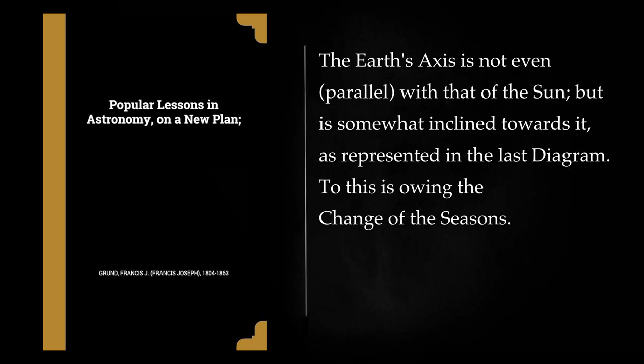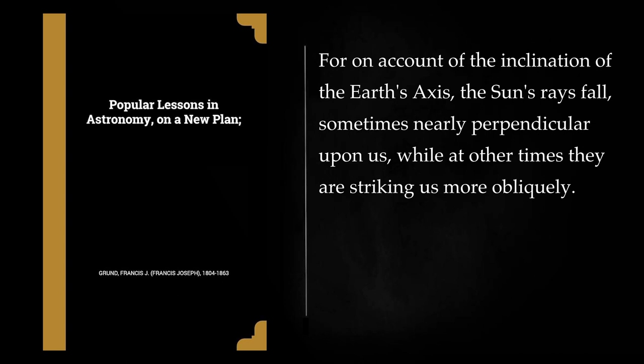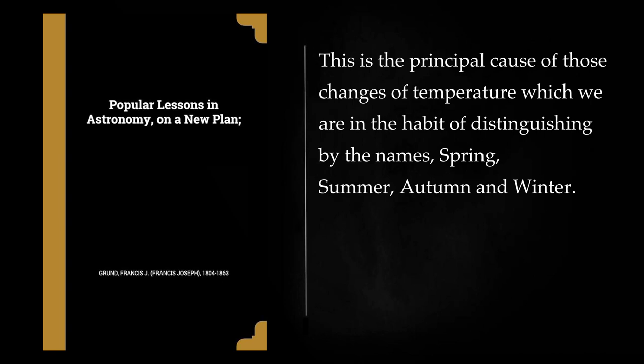The Earth's axis is not even parallel with that of the Sun, but is somewhat inclined towards it, as represented in the last diagram. To this is owing the change of the seasons. For on account of the inclination of the Earth's axis, the Sun's rays fall, sometimes nearly perpendicular upon us, while at other times they are striking us more obliquely. This is the principal cause of those changes of temperature which we are in the habit of distinguishing by the names spring, summer, autumn and winter.